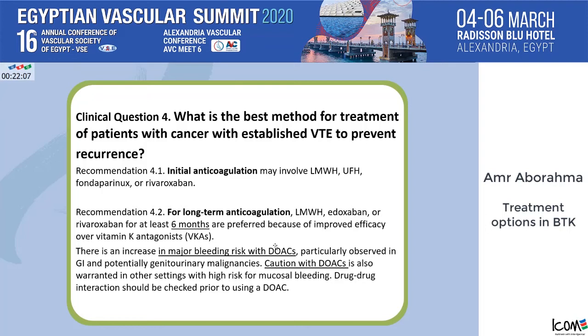For initial anticoagulation, the guideline said we can give low molecular weight heparin, unfractionated heparin, fondaparinux, or rivaroxaban. And for long-term anticoagulation, we can give low molecular weight heparin, edoxaban, or rivaroxaban for at least 6 months.